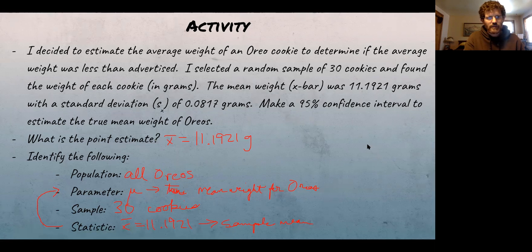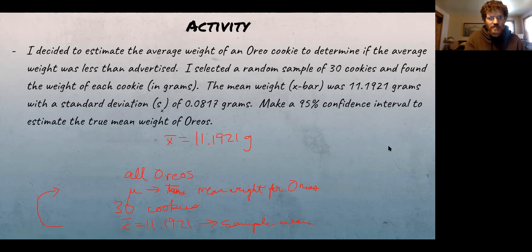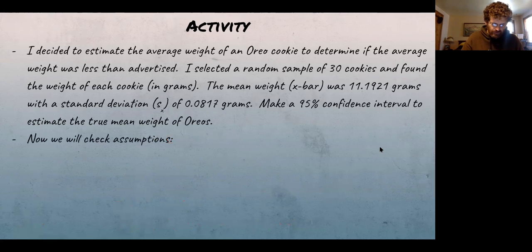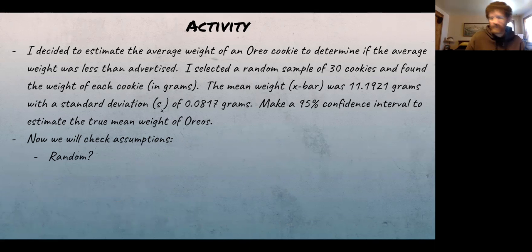And let's now look at this. We're going to check our assumptions. There it is. First of all, is it random? Someone identify how we know if it was random or not. It says random sample in the question. There it is. Perfect. Thanks, Maggie. So random sample right there.